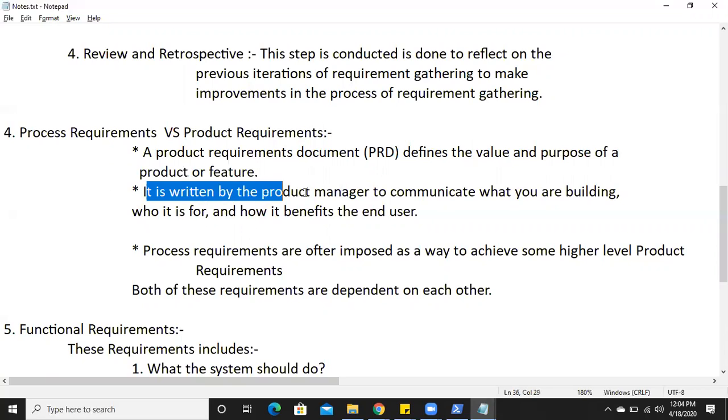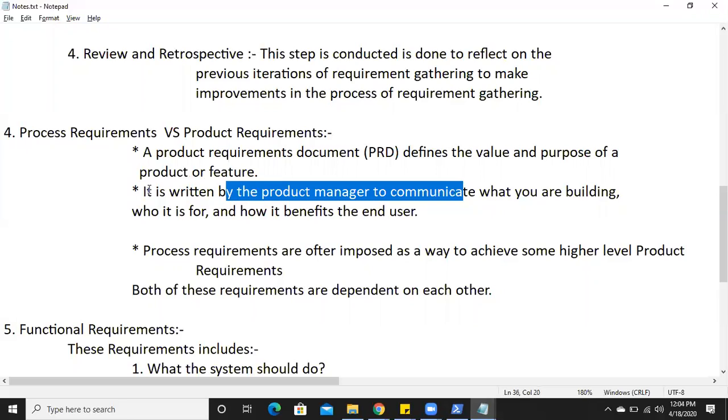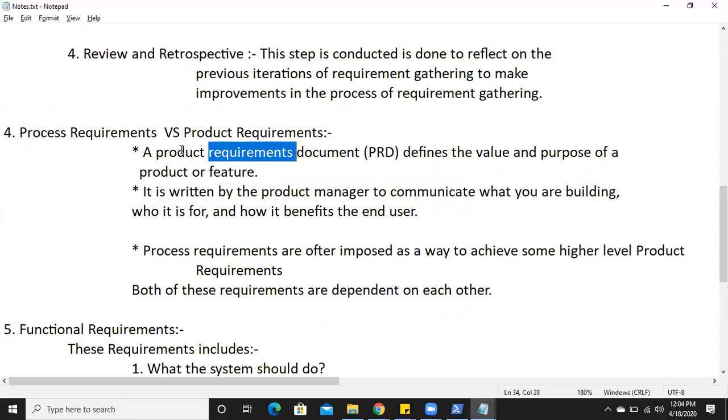It is basically written by the product manager, or the system analyst, to communicate what we are building. All right, so this is a product requirement. I hope you have understood what the product requirement is and what the product requirement document is. In the product requirement document, we basically define the value and the purpose of our product.